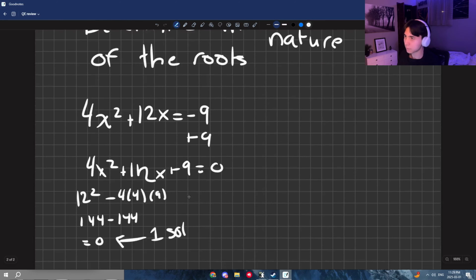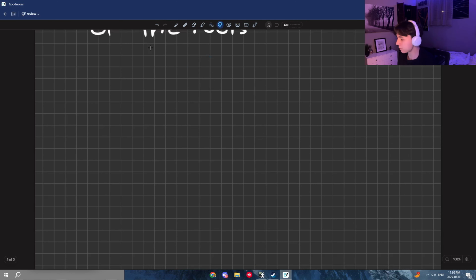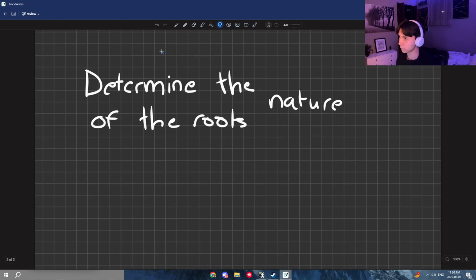So the nature of the roots is one solution. However, if this number were negative, that means we would have no solutions. So just keep that in mind, and whenever you're asked to find the nature of the roots, this is all you have to do. You have to use your discriminant formula.